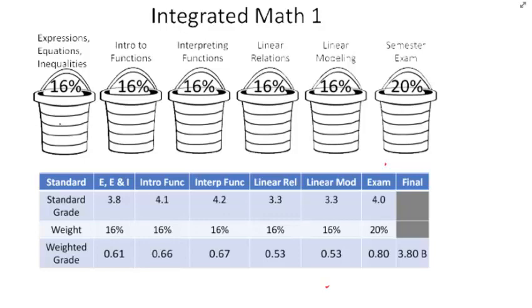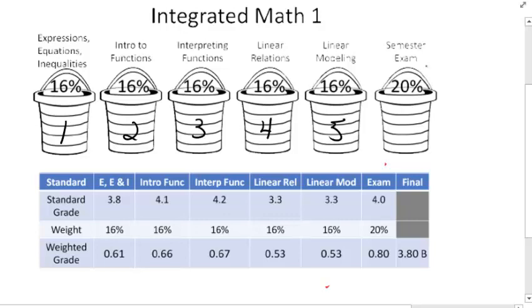In this case, you can see that there are 5 different buckets or skill categories that contribute to a student's overall grade along with the final exam. In this case, the student ended up with a 3.8 or a B average. Let's see how that works.